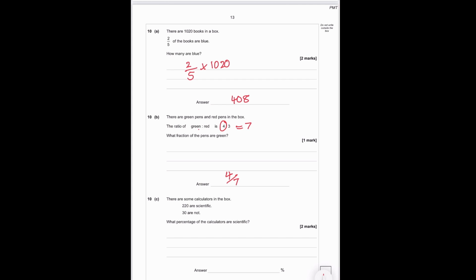There are some calculators in a box. 220 are scientific, 30 are not. What percentage of the calculators are scientific? So that's going to be 220 out of 250, times by 100 gives me 88%.